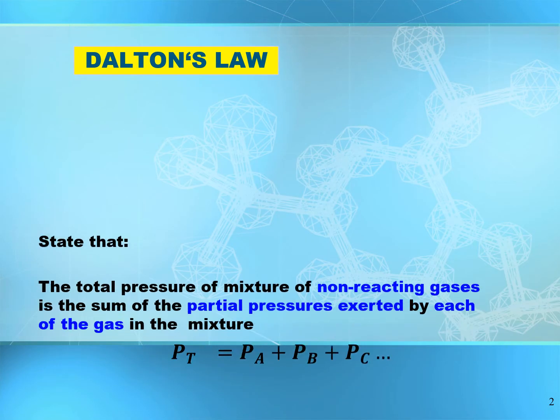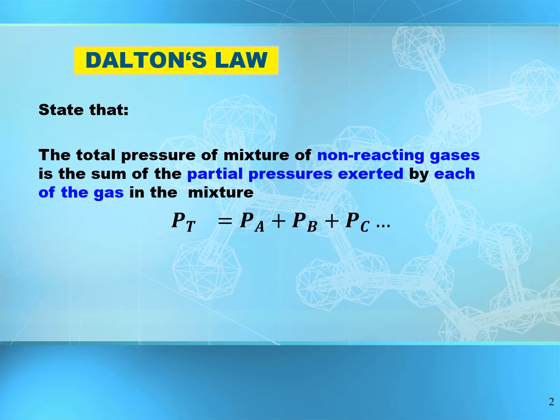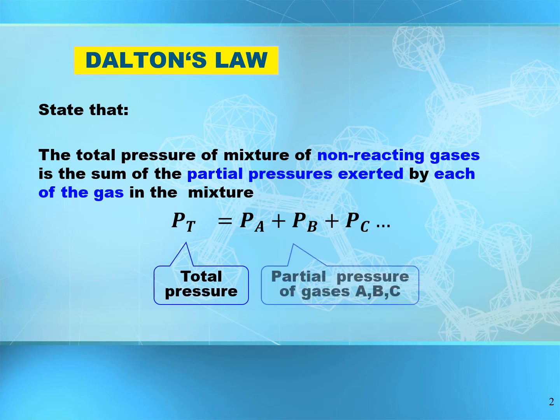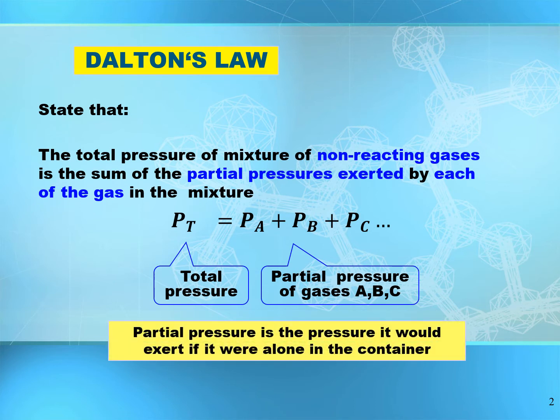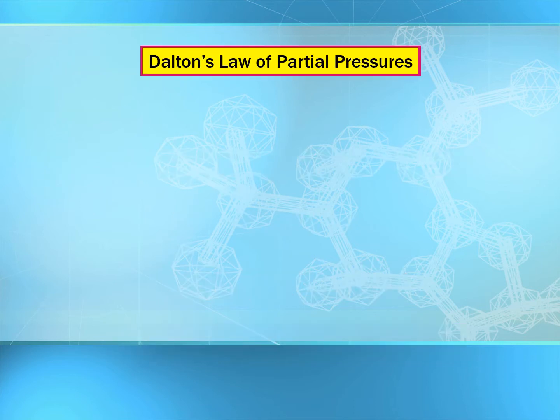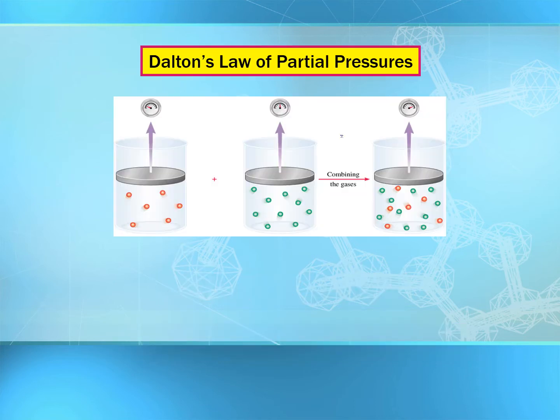What is Dalton's Law? Dalton's Law states that the total pressure of a mixture of non-reacting gases is the sum of the partial pressures exerted by each of the gases in the mixture, or it can be simplified as total pressure equals the partial pressures of gases A, B, and C. Dalton's law of partial pressure.